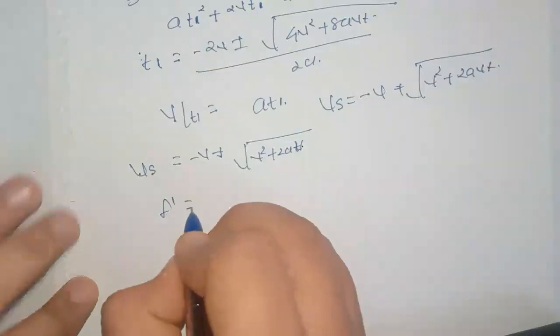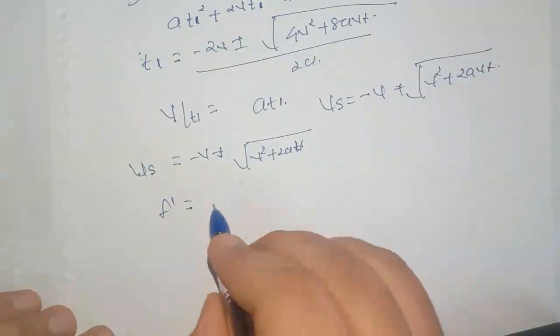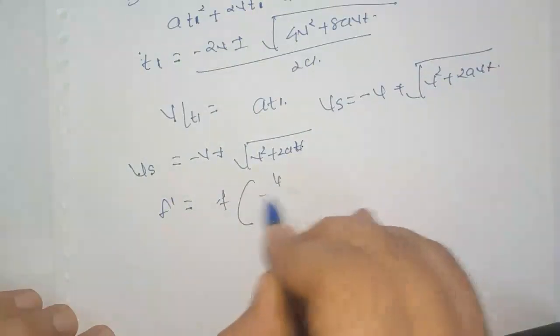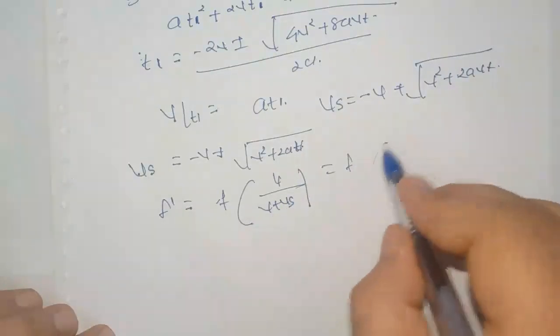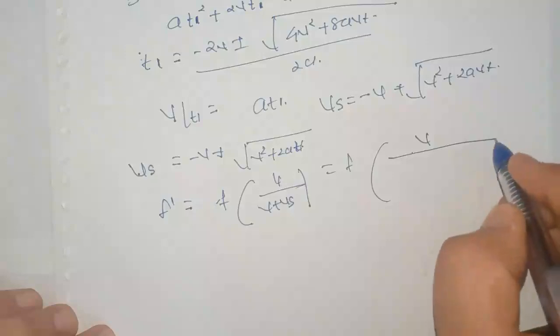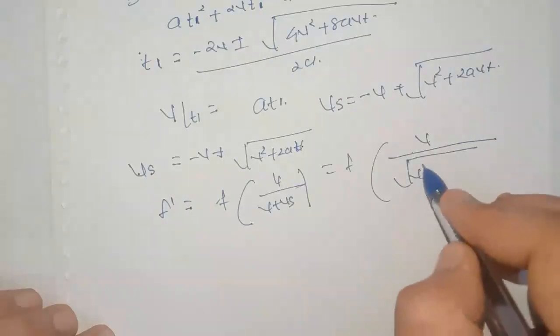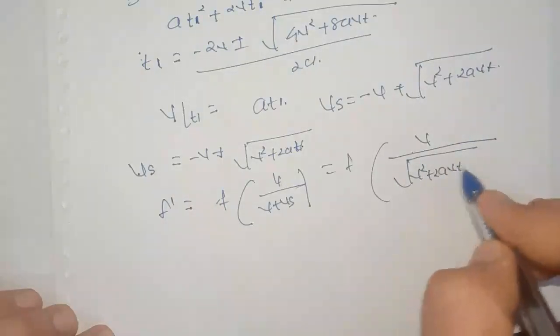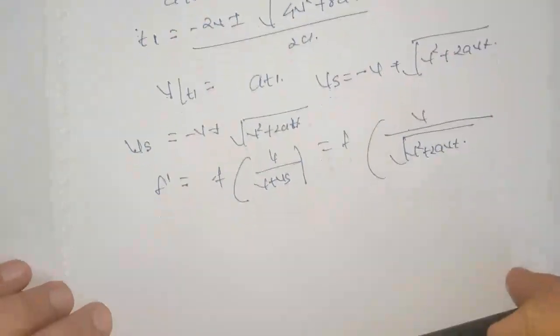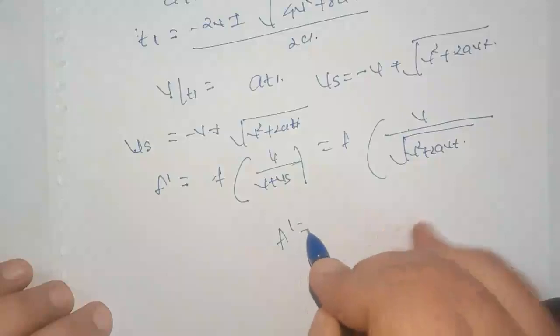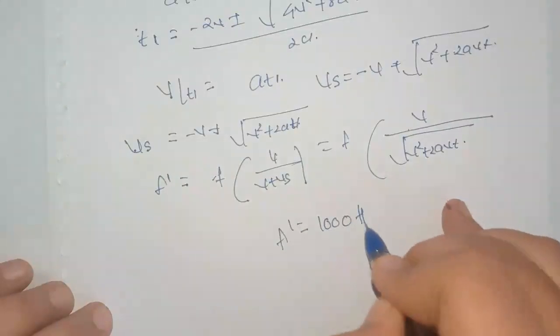So let us use the Doppler's formula. F dash is equals to f into v upon v plus vs. That is equals to f into v divided by under root v square plus 2a vt. Put the values, we can find f dash to be 1000 Hz.